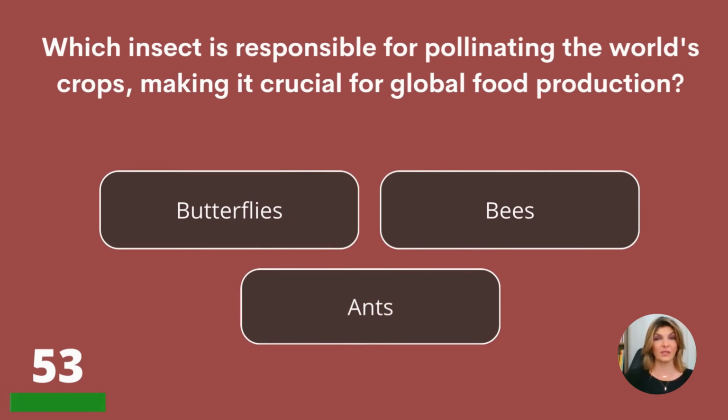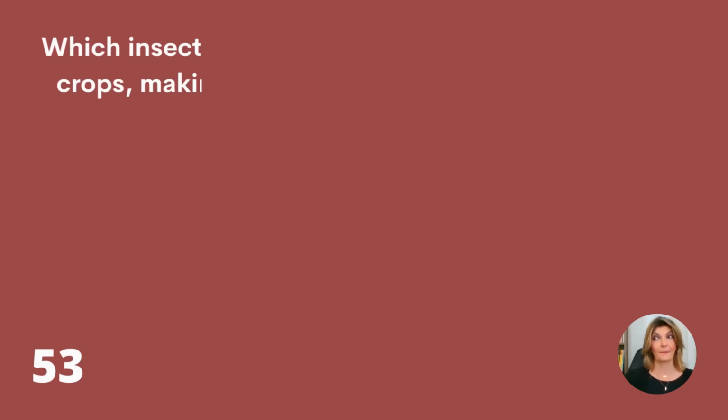Which insect is responsible for pollinating the world's crops, making it crucial for global food production? Butterflies, bees, or ants? Bees.